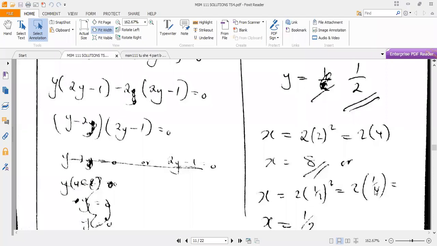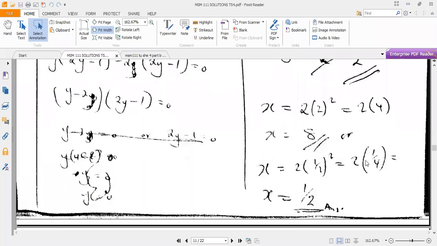Now 2 times 1 over 4 simply gives you the half, because the 2 there will go into this guy here 2 times, right? So we have 1 over 2, isn't it? So x is equal to 1 over 2 as our final answer. Any questions?